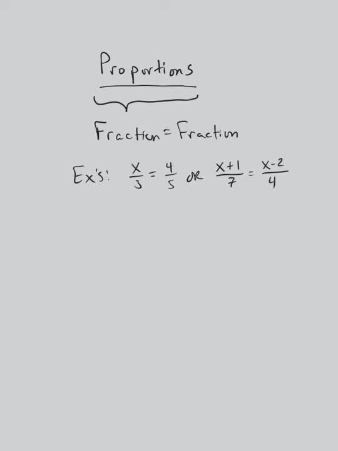One other common type that might not look like a proportion at first, but I could have x plus 4, x over 4 is equal to 6. Well, here it doesn't look like we have a fraction equal to a fraction, but remember a whole number we can always write as a fraction over 1. So the key thing to recognize about a proportion is that you have a single fraction equal to a single fraction.